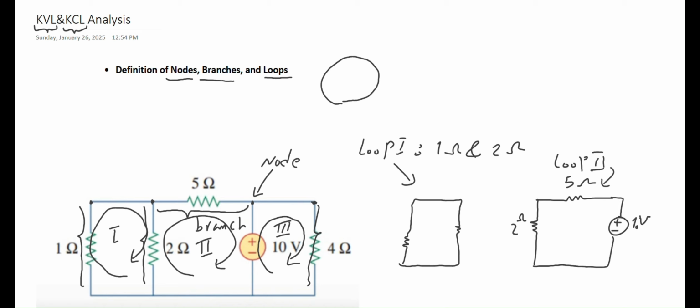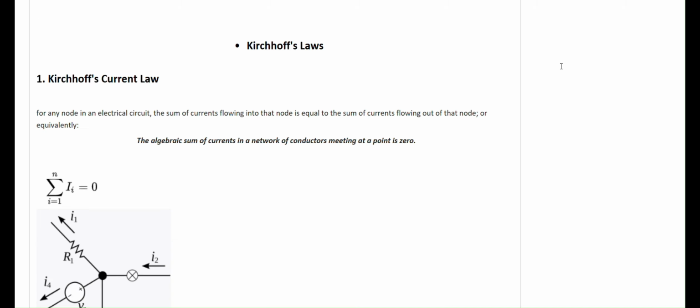We need to know these in order to be more familiar with KVL and KCL, which are Kirchhoff's voltage and Kirchhoff's current law. Okay, and now let's jump into Kirchhoff's laws. We start with the first law, which is Kirchhoff's current law. Kirchhoff's current law, also known as Kirchhoff's first law, states that for any node in an electric circuit, the sum of currents flowing into the node, as you can see in this picture, let me just scroll down.